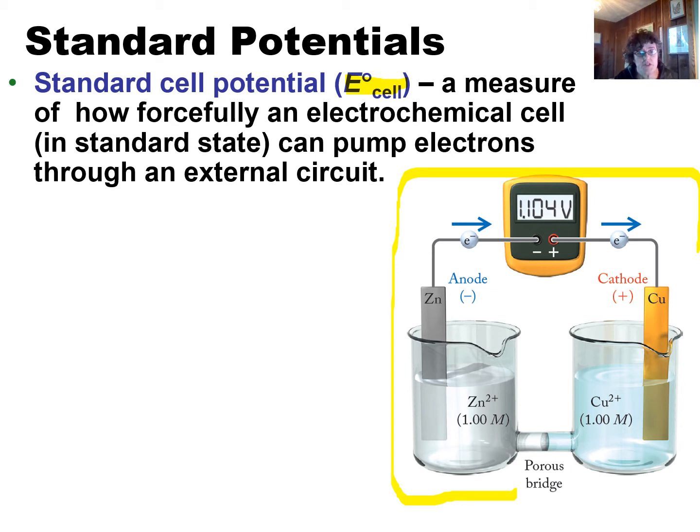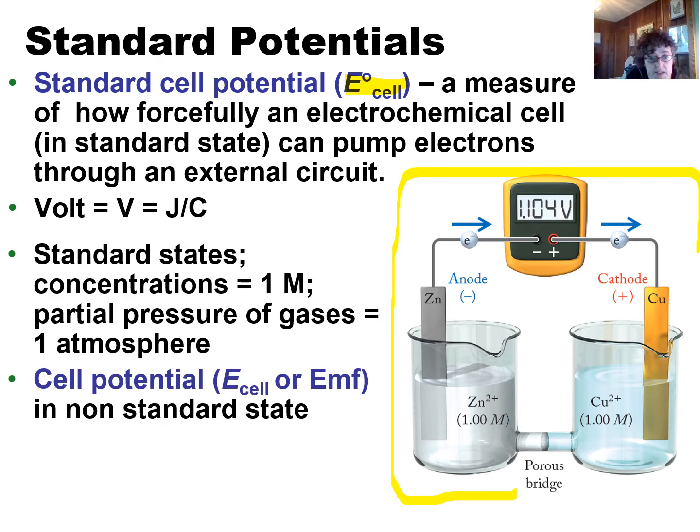So let's just remember what the standard condition is. The volts are joules per coulomb, as we have said in a former slide. The standard state means that everything that's dissolved in water should be 1 molar. That is a pretty high concentration. If there is any species that's a gas, the pressure should be 1 atmosphere.